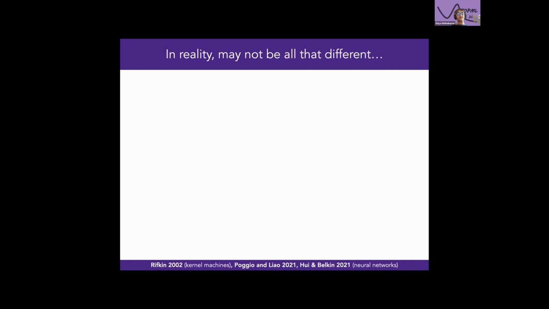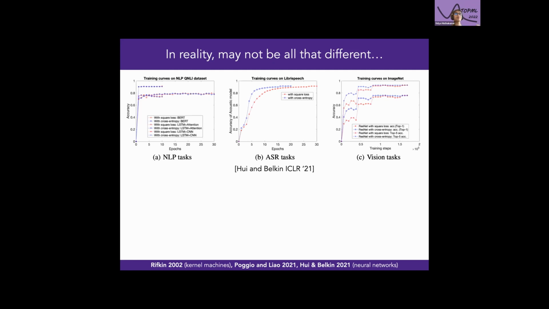even in neural networks. So just to give a few illustrations of these empirical results, these are figures taken from the paper by Hui and Belkin. What they show are plots of test accuracy as a function of the number of steps of training, or the number of epochs of training. In all of these, the blue curves represent the accuracy obtained from cross entropy loss, while the red curves represent the outcomes arising from squared loss. The figures going from left to right represent a wide range of tasks from NLP to speech recognition to vision. And what you see across all of these, especially as you train for a longer number of epochs, is essentially identical performance when the two different loss functions are used.